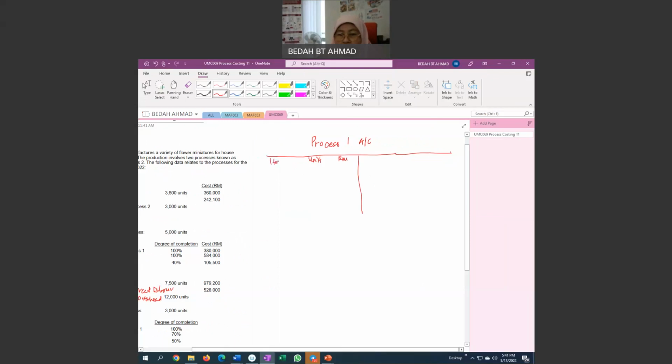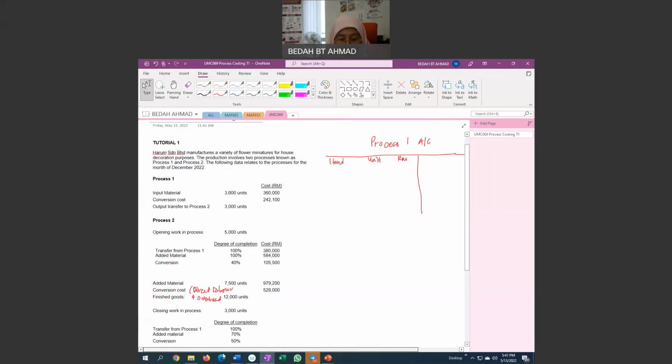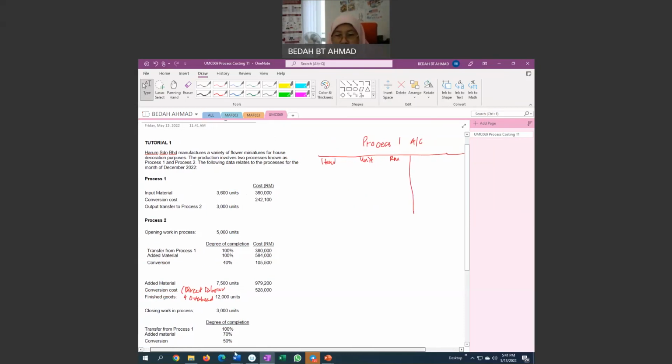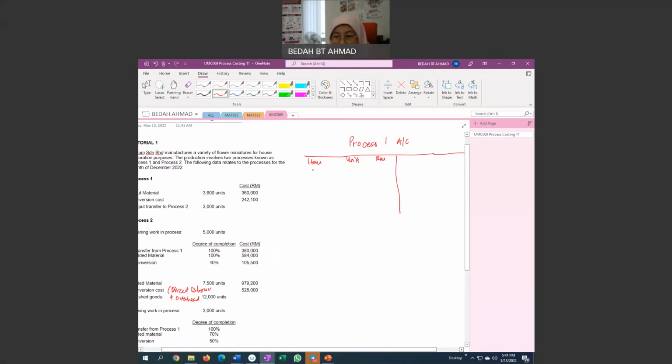Starting from process 1, there are input materials and the conversion cost. So we record the input materials: 3,600 units, equivalent to RM360,000, and then the conversion cost is RM242,100.